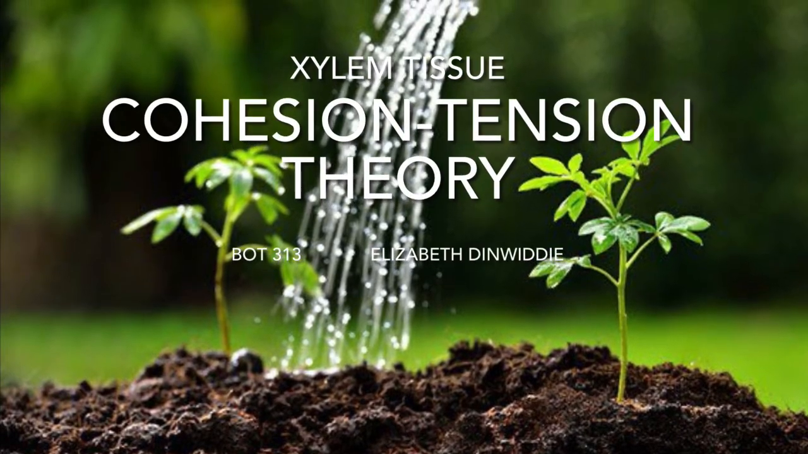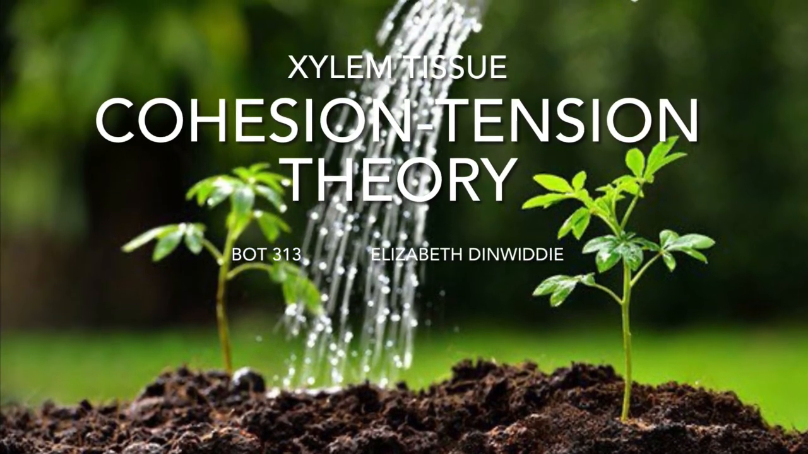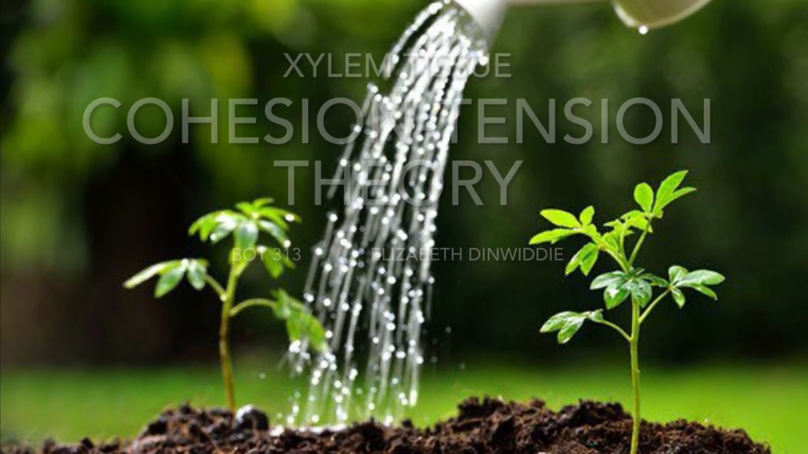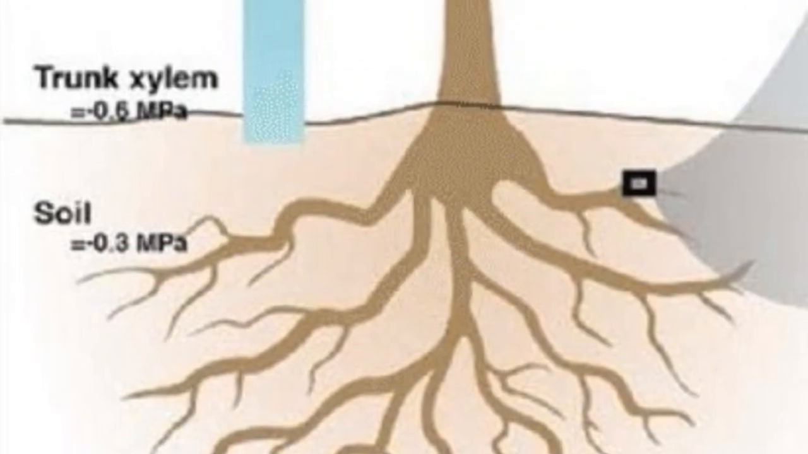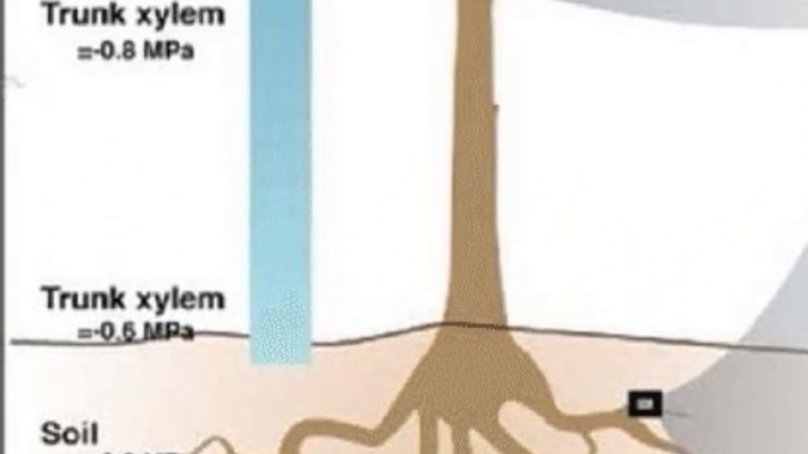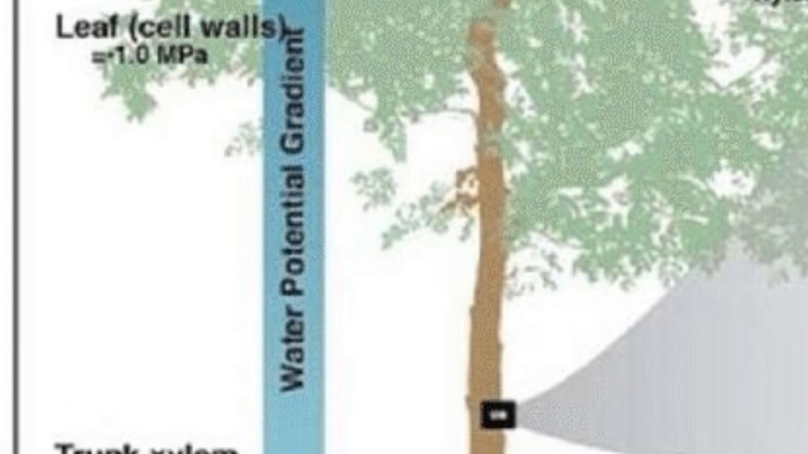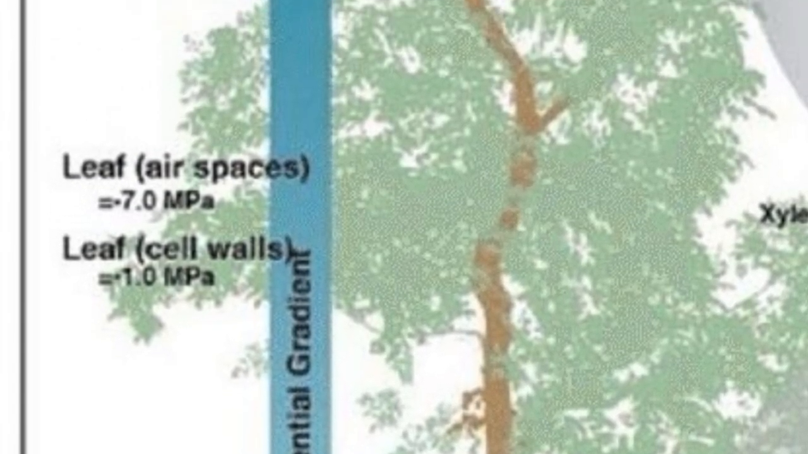Hello, today we're going to look at the xylem vascular tissue of plants and talk about its connection to cohesion-tension theory. Xylem is the vessel element which transports water and minerals throughout the plants. This begins usually down at the roots, and it goes throughout the body of the plant all the way up to the leaves.